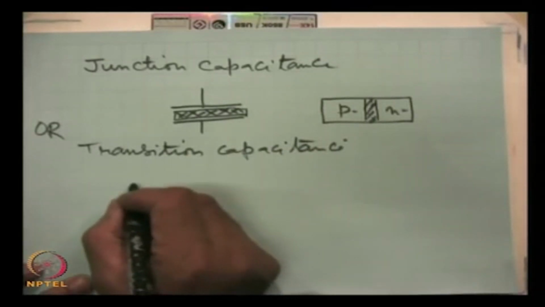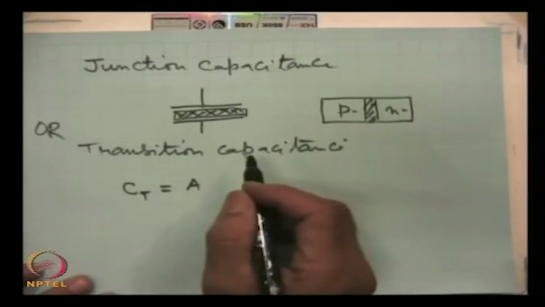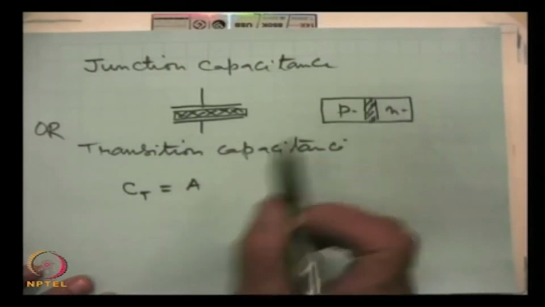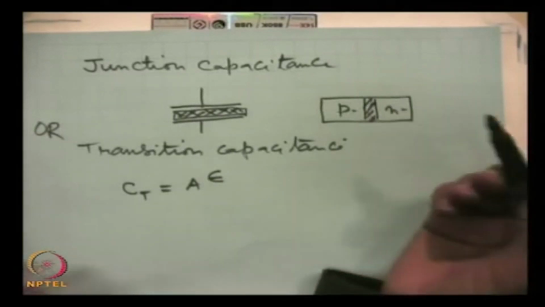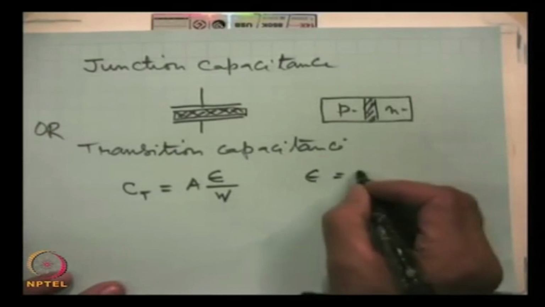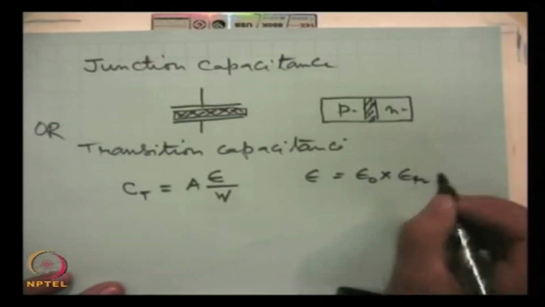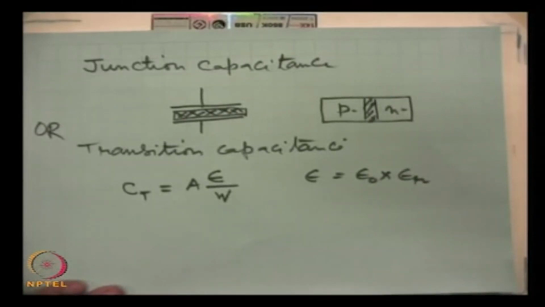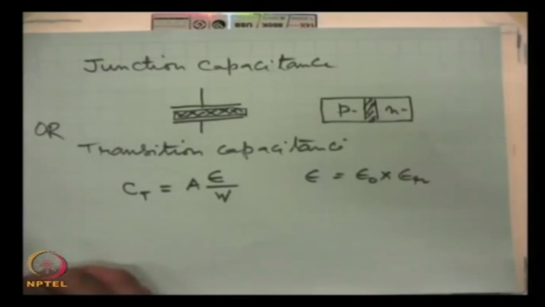The simple parallel plate capacitor expression is C = epsilon A divided by W, where A is the area of cross section of the junction, epsilon is the permittivity of the depletion region, the dielectric, and W is the depletion width. This permittivity is equal to the permittivity of free space times the dielectric constant, which is around 11.5 for silicon.